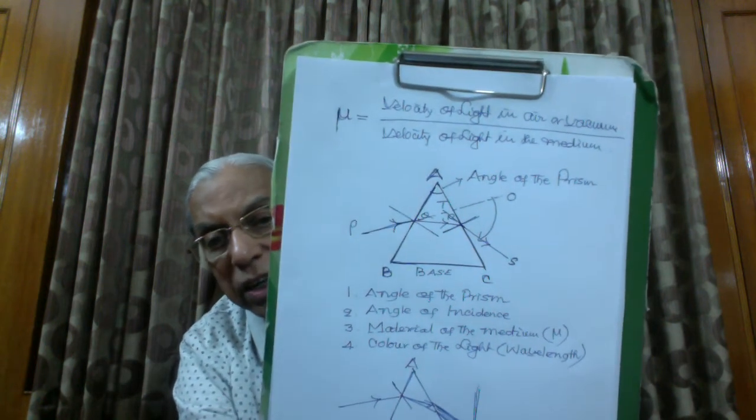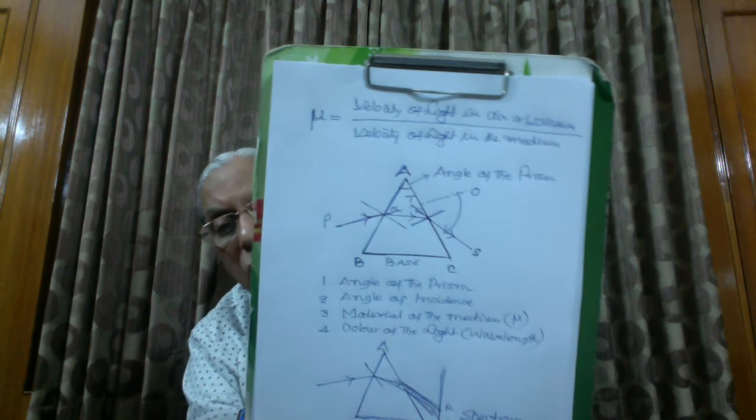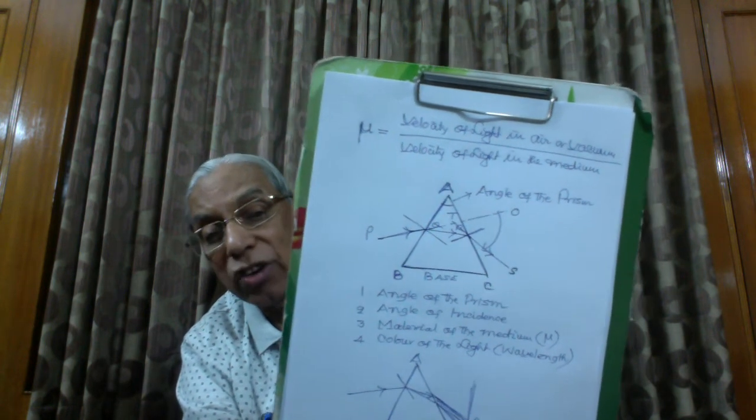Please see, its path is along QR. QR is called the refracted ray. PQ is called the incident ray.